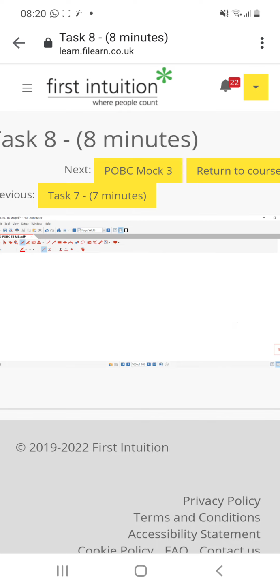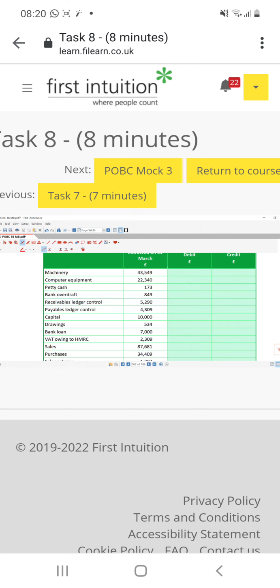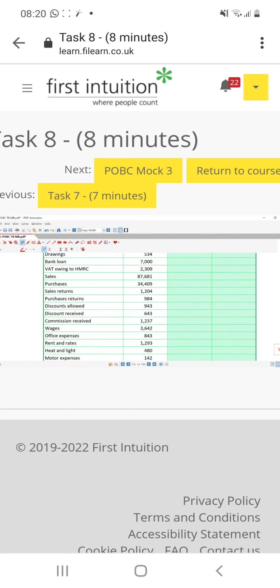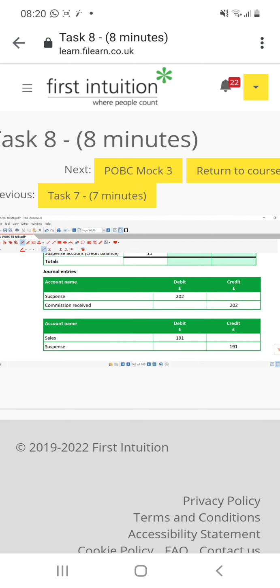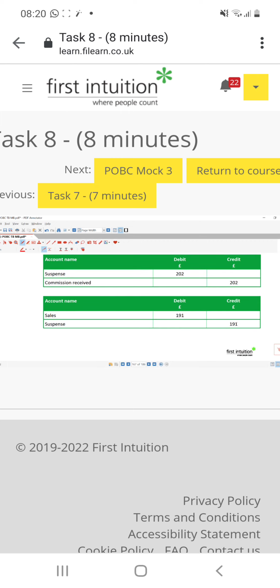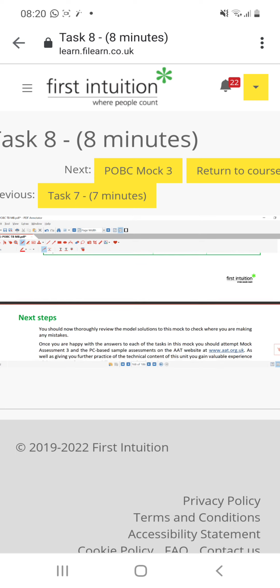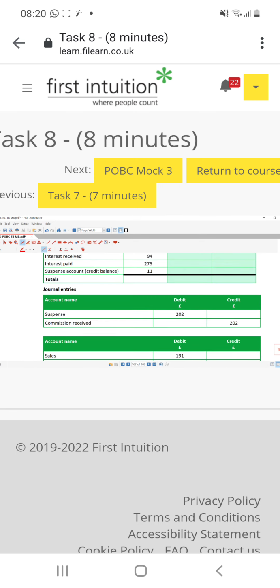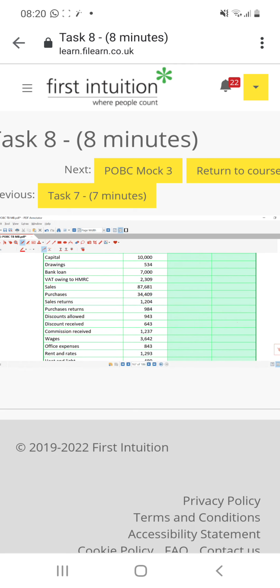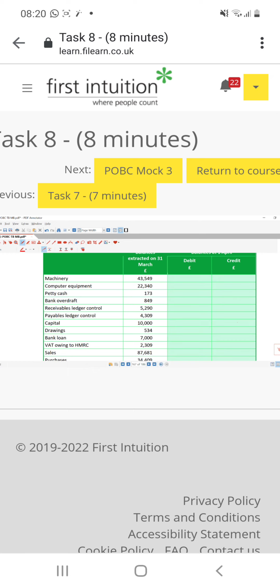So what we have got down here is that we are told our trial balance with all of the original amounts, and here are our 2 journals that are going to clear it. Okay, so we have got the suspense for the commission received, sales and suspense as well. So, a lot of these accounts here are not going to need any adjustment. Only those very few that relate to those specific journals.